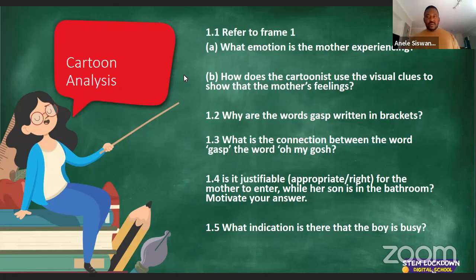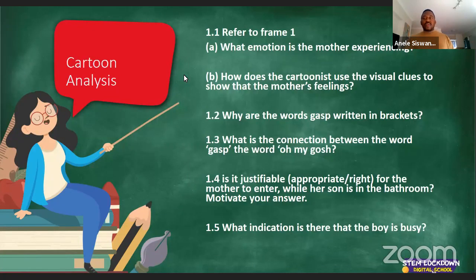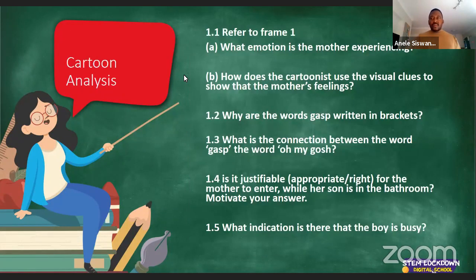So this is frame number one, right? Referring to frame number one, what emotion is the mother experiencing there? Right? "Gasp, oh my gosh, what?" So what emotion is the mother experiencing? How does the cartoonist use the visual clues to show the mother's feelings? Why are the words "gasp" written in brackets?